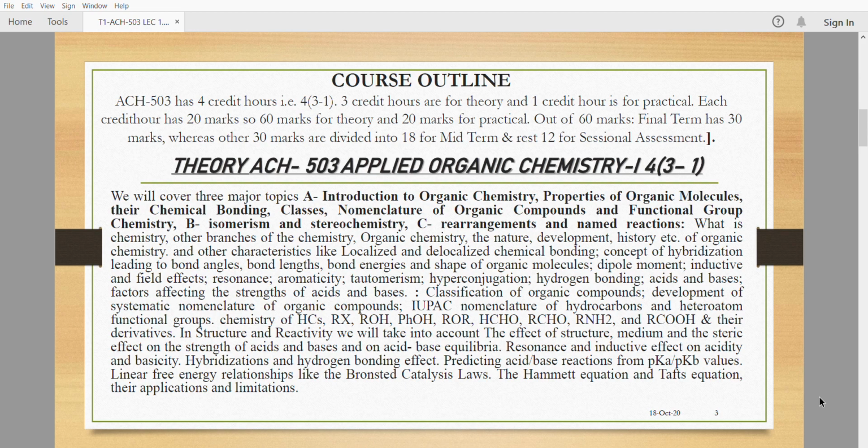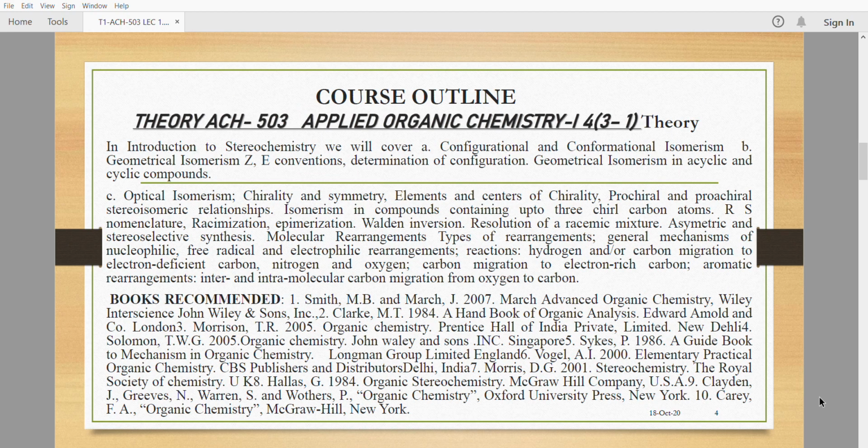Now I have briefed about isomerism. I will first have to cover constitutional or structural isomerism, and then you will be able to differentiate between stereochemistry and general constitutional isomers, because nothing is absolute.